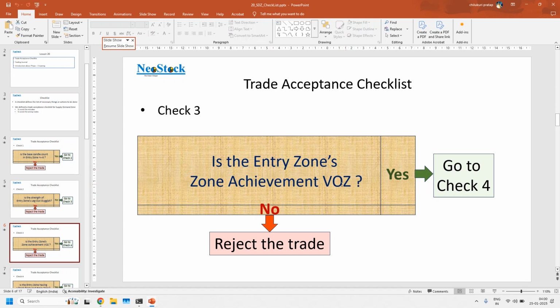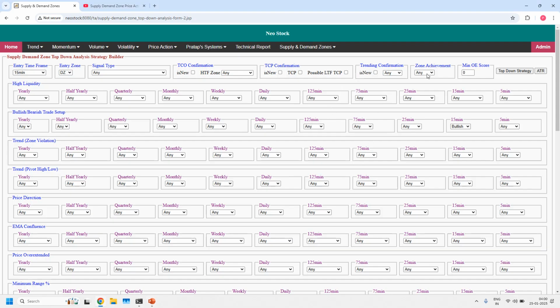If it is not having achievement, reject the trade. So that means we must have zone achievement as a violated opposing zone. That is the reason why, while generating the report itself, see here we have a zone achievement. Here I am selecting VOZ, that means violating opposing zone. Only those VOZ supported zones only we have to filter.